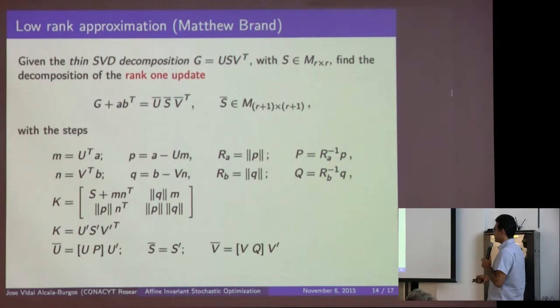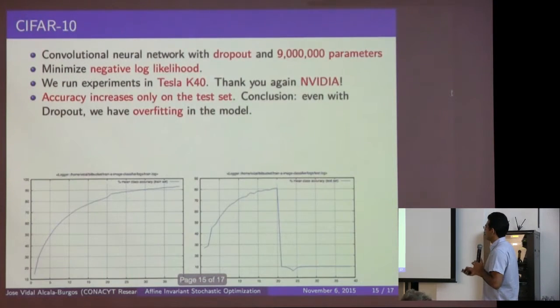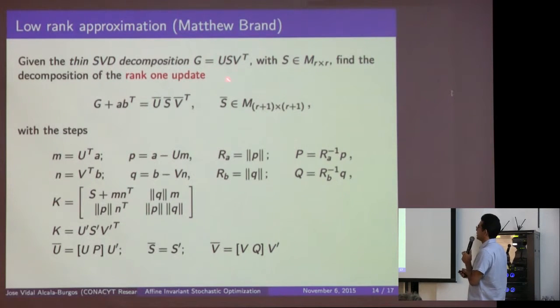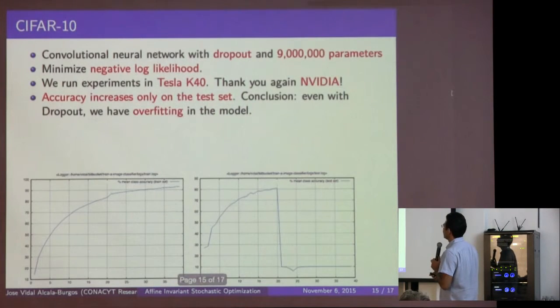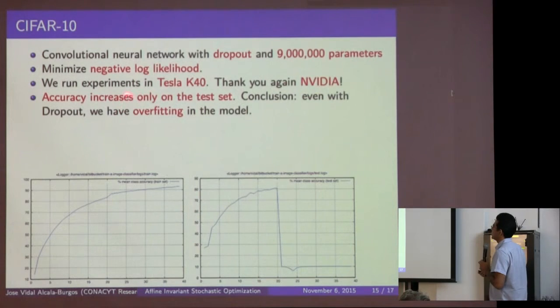So this way we keep an algorithm that has an SVD decomposition for the inverse of the Hessian, and now this can run with any number of parameters that I want. So let's run it. Now we do the same. Now we change the data set.